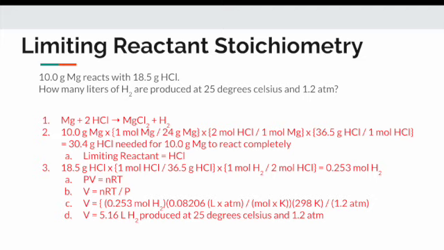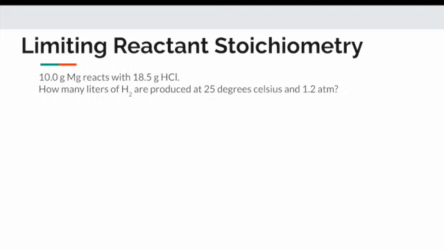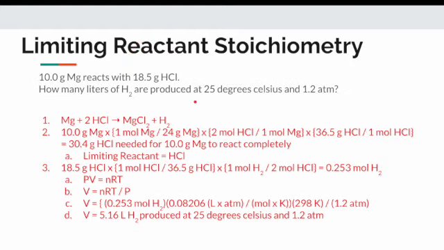And then from there, we want to figure out the limiting reactant. Right here, the limiting reactant. And so we're going to set up some proportions to find that. So we know 10 grams of magnesium is going to react with 18.5 grams of hydrochloric acid. In order to find out which one is going to be the limiting reactant, we can set up a series of proportions to figure out if 10 grams of magnesium were to react completely, how many grams of hydrochloric acid would we need to make that magnesium react completely in this reaction? So let's set up some proportions.